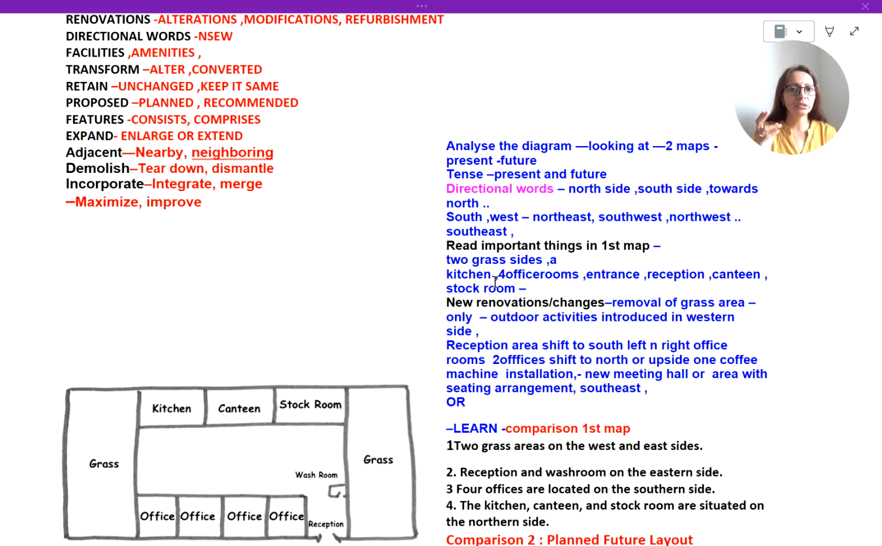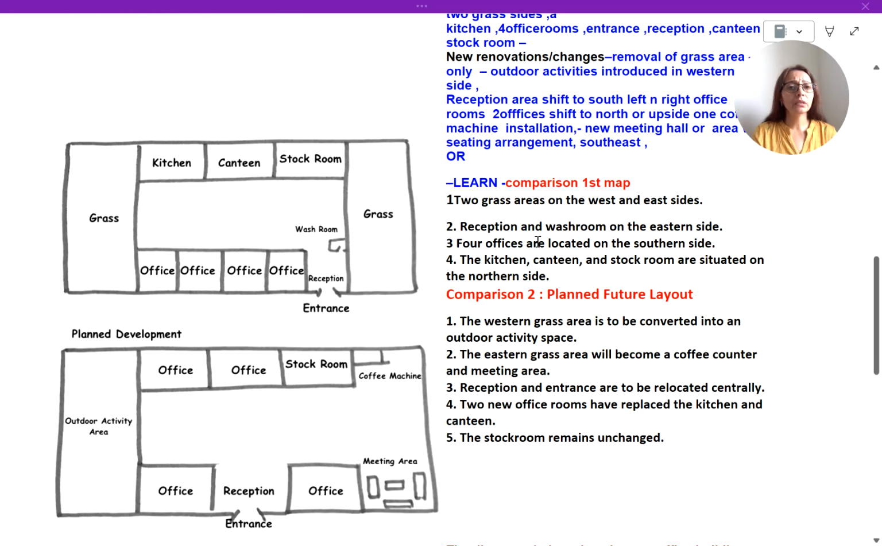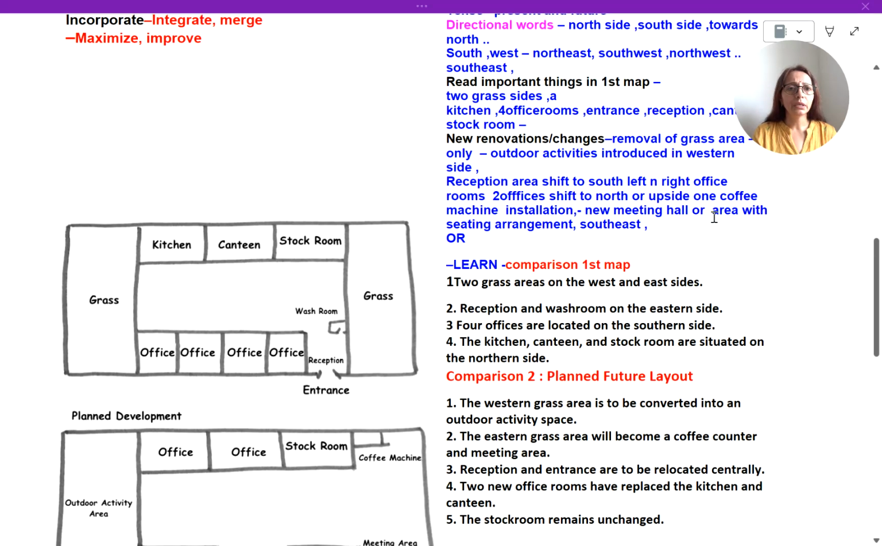Two grass sites were there, a kitchen was there, four office rooms were there, and in fact present are the entrance, reception, canteen, storeroom. Now the new renovation, what is the renovation here? They have converted things. Whatever we have read, you can note it down and you can just take a screenshot of it. Now, another way to learn vocabulary, as well as sentences also. So you just take it as a note.